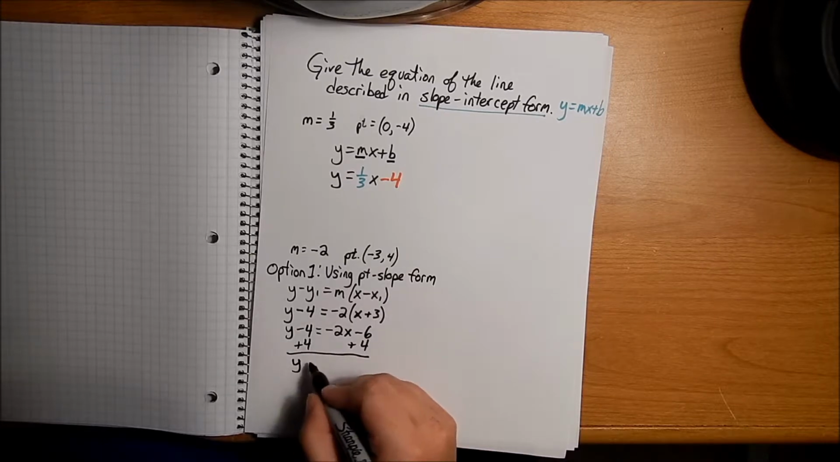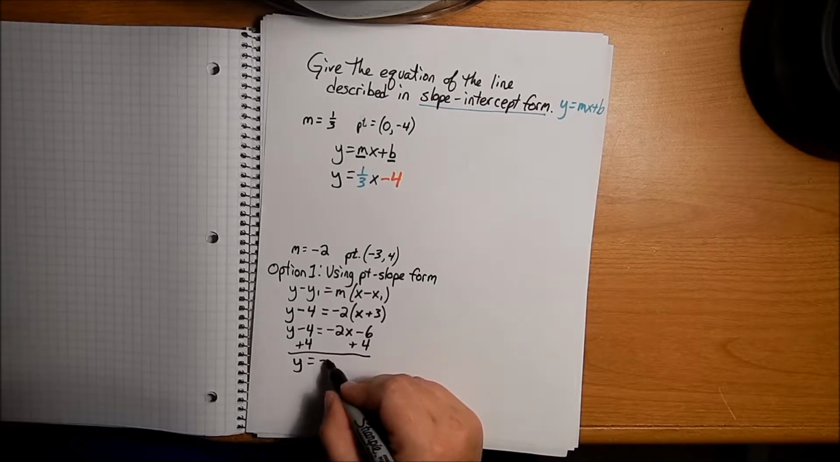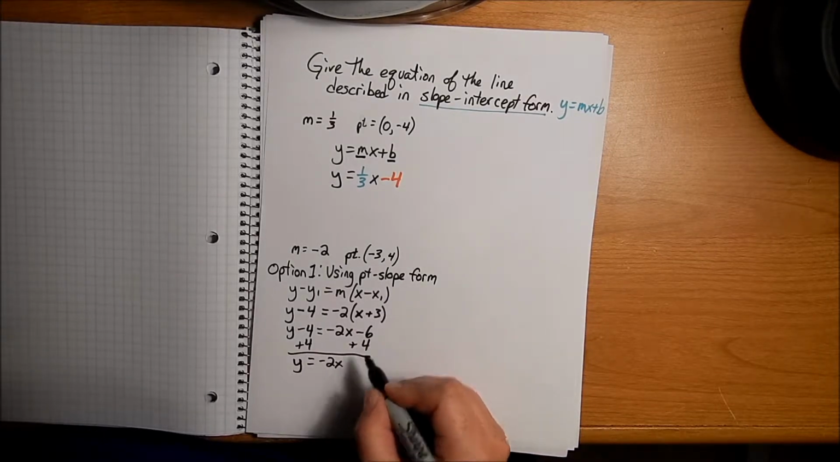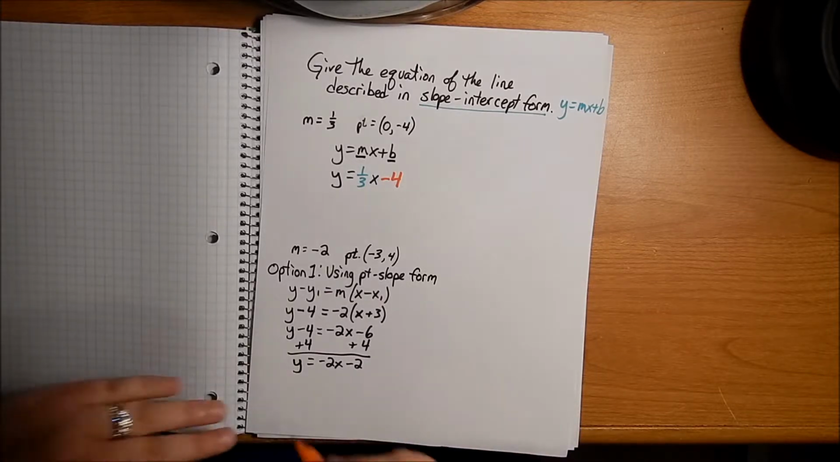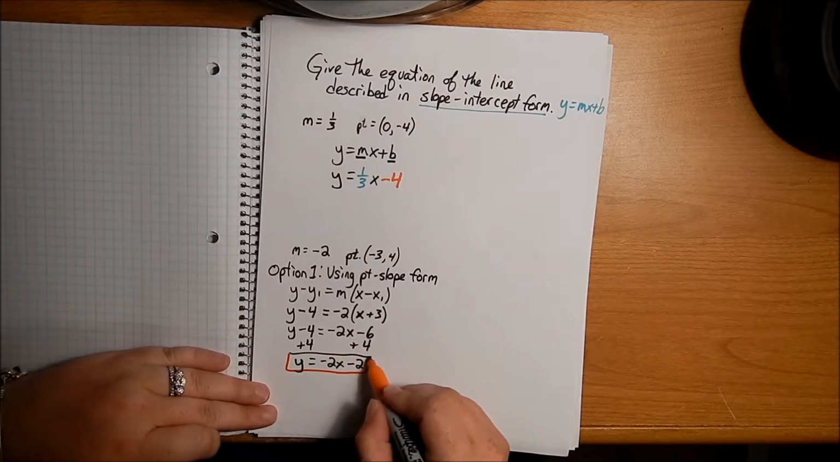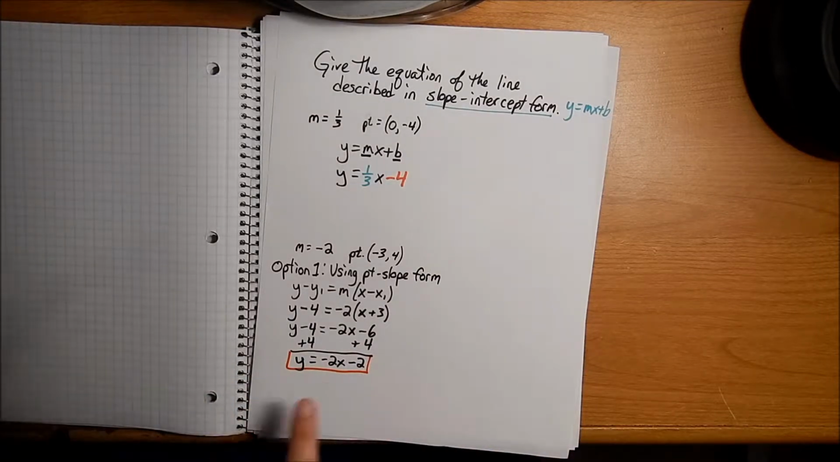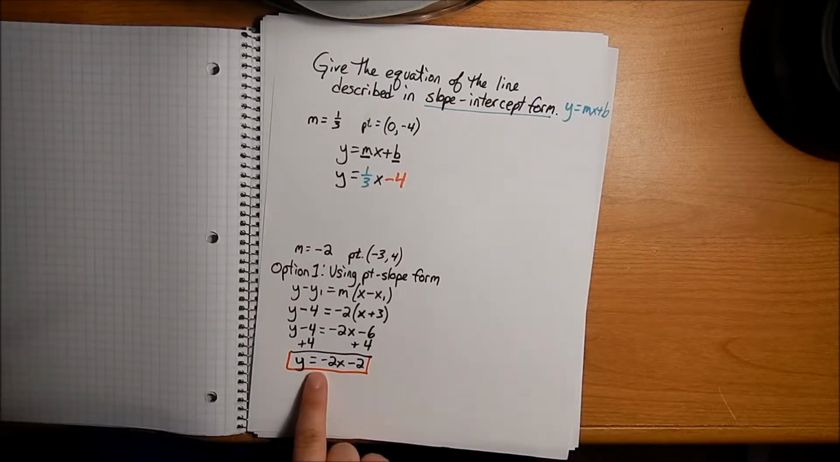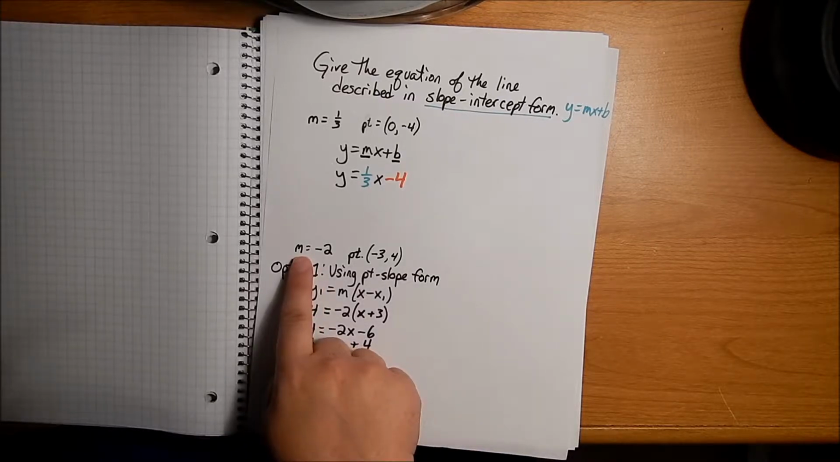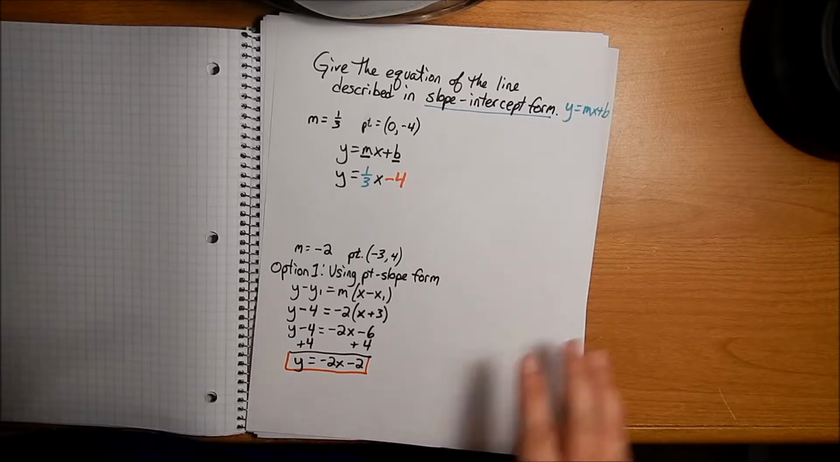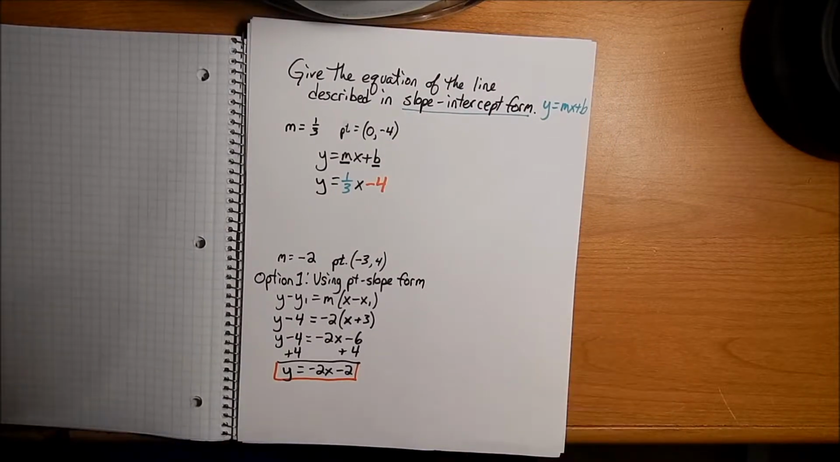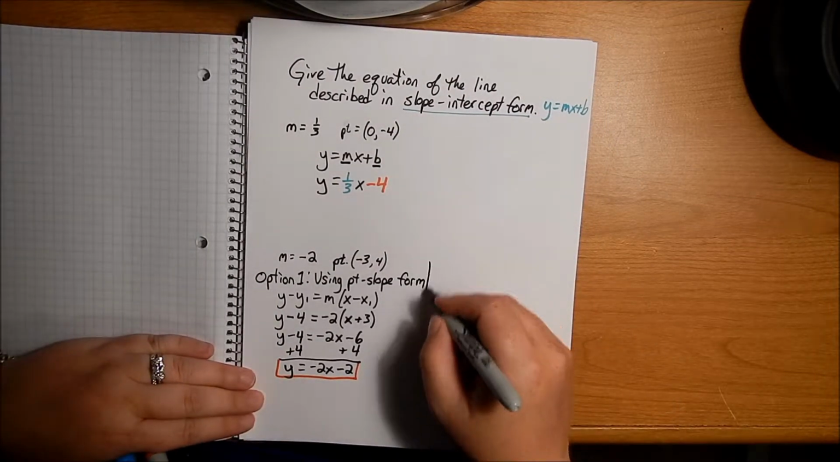So now I have y by itself on the left-hand side, and I'm left with -2x, -6 plus 4 is a -2. There's my final answer. So I'll just box that off. So that is the equation of the line in slope-intercept form that has a slope of -2 that goes through the point (-3, 4). Okay, so I did mention before that there was another option.